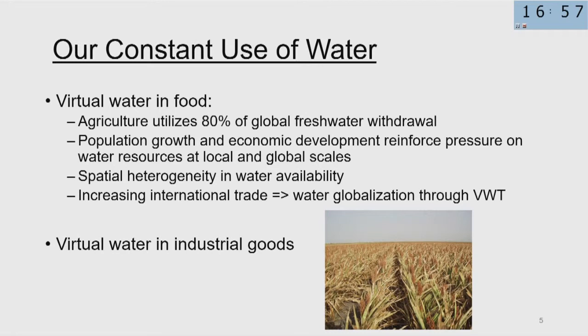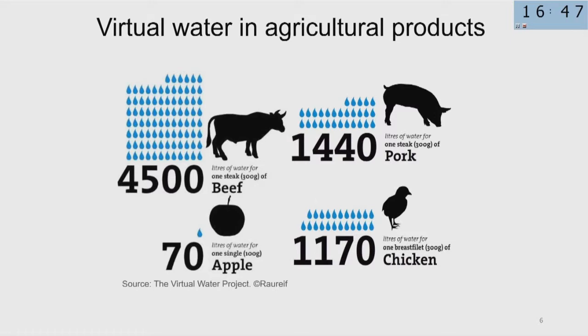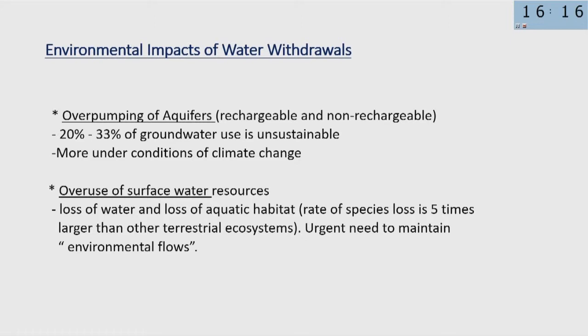I will be referring most of the time to the virtual water in food, and this is something that we all have seen many times: the virtual water embedded in agricultural products. Just to remember, if you eat 300 grams of beef, you are consuming, on average, 4,500 liters of water. That's a lot of water. Pork and chicken are much less consumptive of water, and certainly vegetables and fruits are much less so too. And this will have an importance later on in terms of diets and things like this.